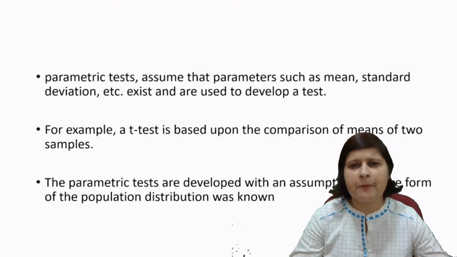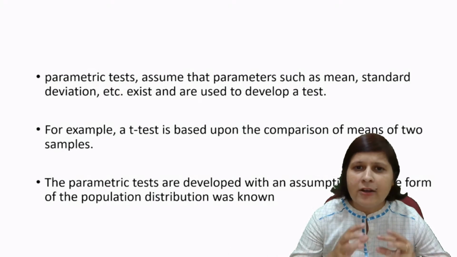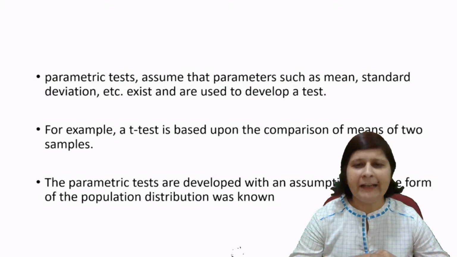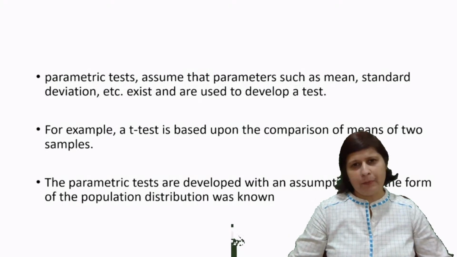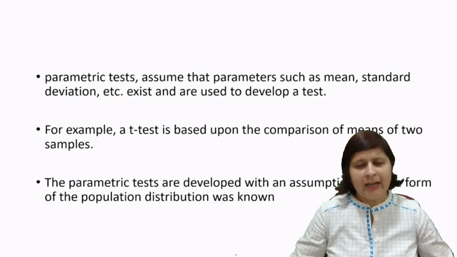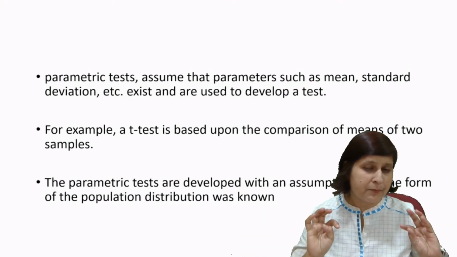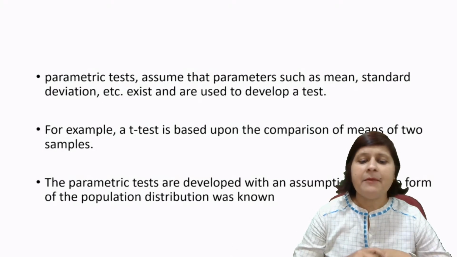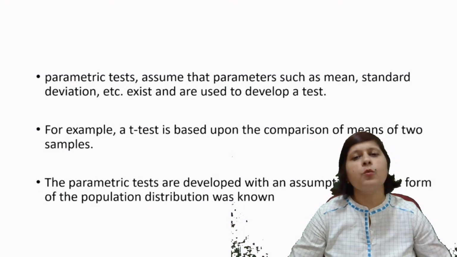We assume that there are certain parameters like mean, like standard deviation, and on the basis of these parameters we develop a test. For example, t-test, right? When we want to compare the means of two populations, then parametric tests are developed. That is, when we want to compare the mean, then it involves a parametric test because there are certain parameters such as mean and standard deviation, right? The parametric tests are developed with the assumption that the form of population distribution is known.